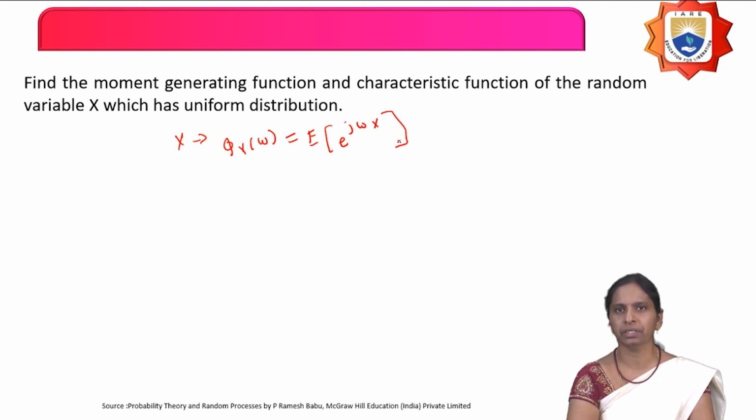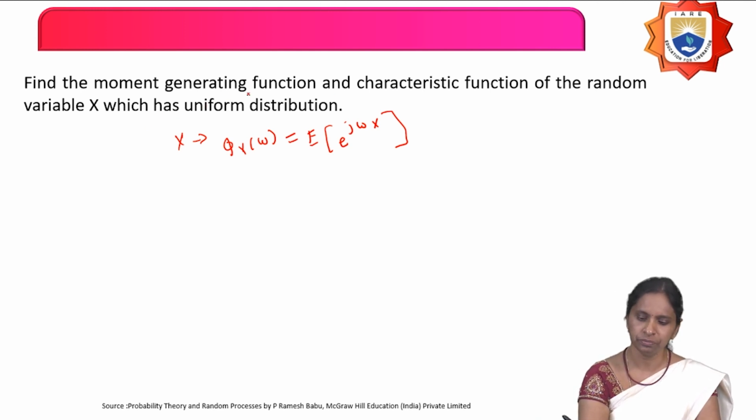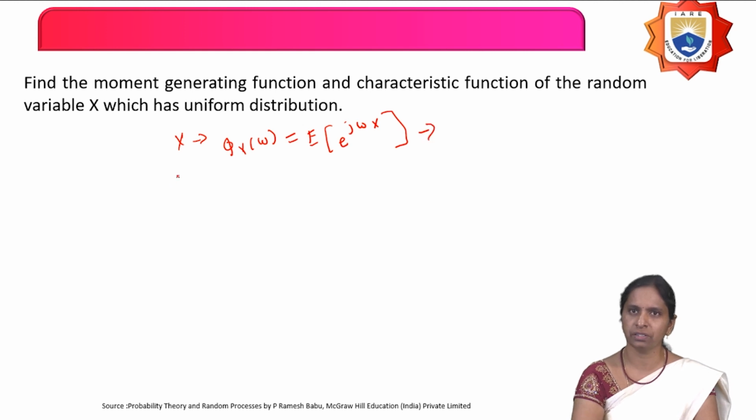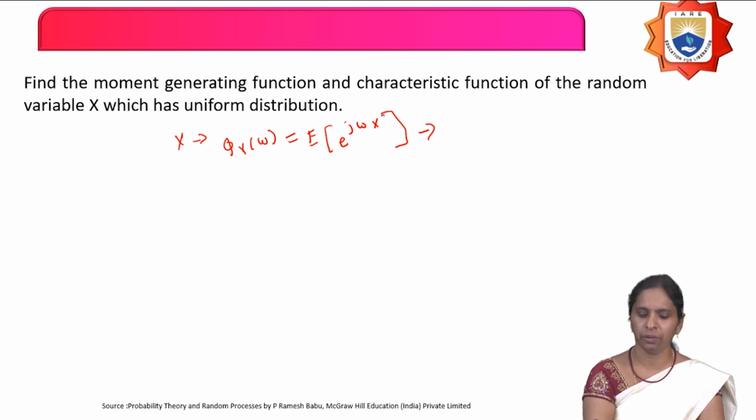Now what is the problem here? Find the moment generating function and characteristic function of the random variable x which has uniform distribution. So what is the characteristic function of a random variable? It is defined as phi x of omega equals expectation of e power j omega x. And the moment generating function is defined as Mx of u, or you can take it as Mx of v, nothing but expectation of e power u x.